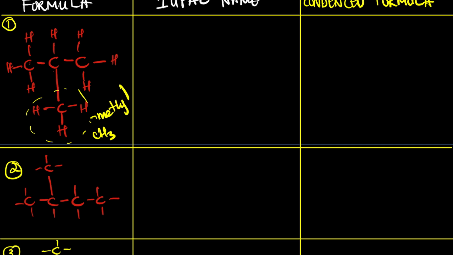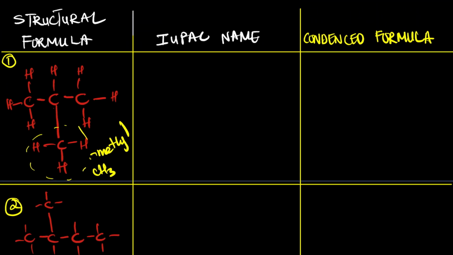Now when you have a branch, guys, this is a very important rule: in your name, you start with the branch. Our branch here is methyl, but you need to state where the methyl is. This is going to be carbon 1, carbon 2, carbon 3. The branch is in the middle, so it will always be carbon 2. So you're counting from left to right, and it doesn't matter, it will be carbon 2.